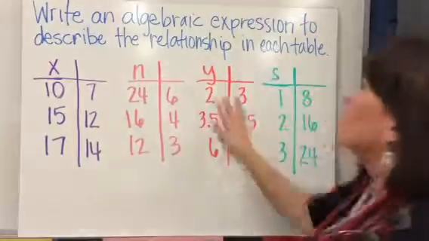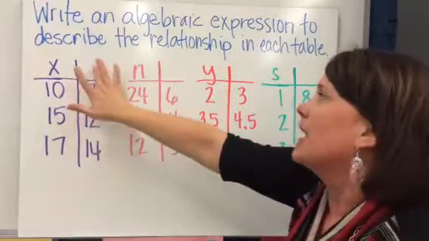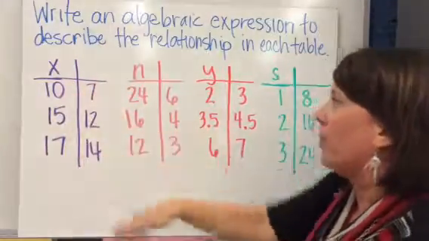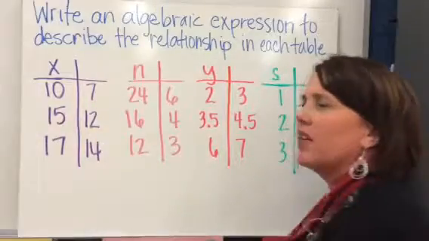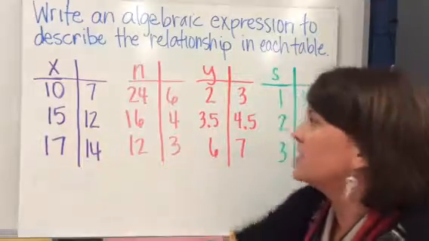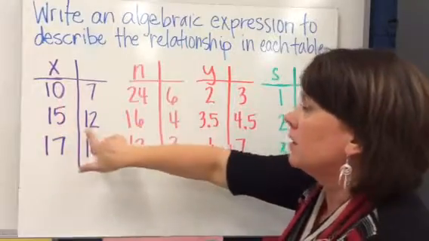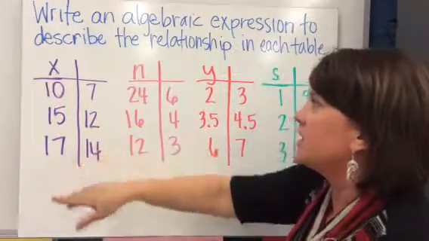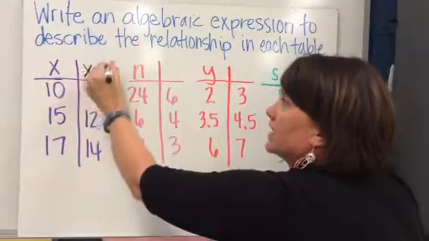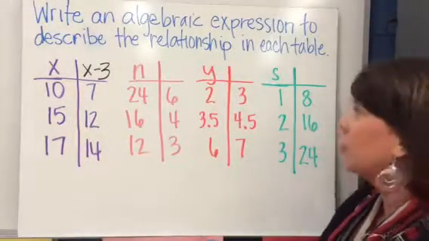Now, sometimes you'll be asked to write an algebraic expression to describe the relationship that you see in each table. For instance, I need to know what's happening to x to get these numbers over here. So this is kind of like your input, and this is your output. If I put 10 in and I get 7 out, what am I doing to 10? And it has to be the same thing that I'm doing to 15 and that I'm doing to 17. Well, if you'll notice, this number is 3 units smaller than this one. This is 3 smaller than this one, and so is this. So I'm taking x, whatever the value of x is, and I'm subtracting 3. So the algebraic expression that represents this table is x minus 3.